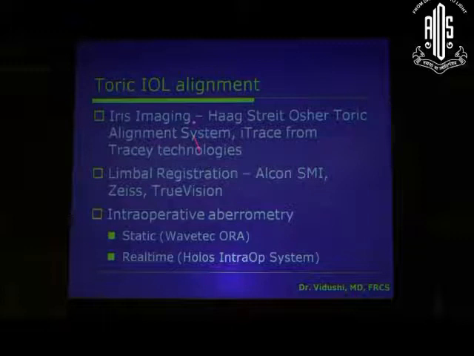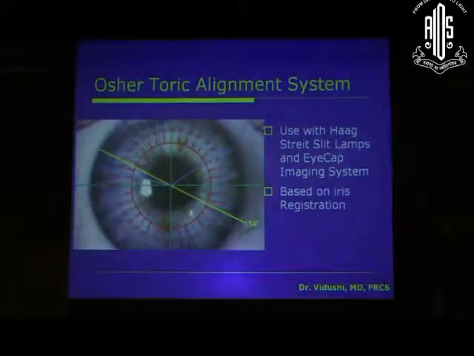So you have either iris imaging based methods, which are the Osher toric alignment system with hard straight slants, or the Hoya Eye Trace, or the limbal registration methods, which is the SMI available from Alcon, Zeiss and TrueVision. Or you can also use intraoperative aberrometry, either in the static way, which is the WaveTec ORA, or a real-time dynamic intraoperative aberrometry, which is the HOLOS, which is not even commercially available in the US now, but will probably be available in the next Academy meeting.